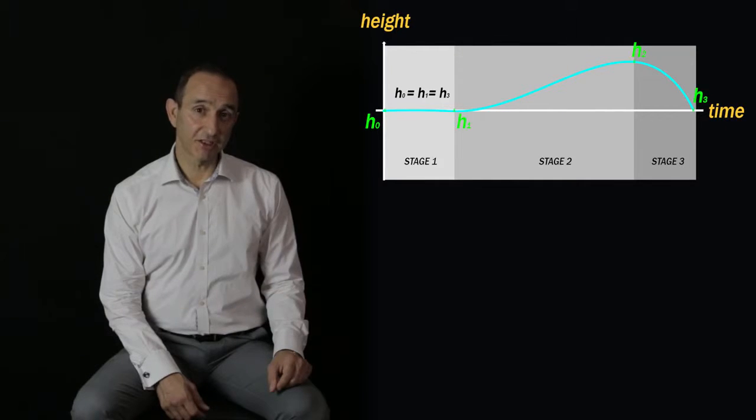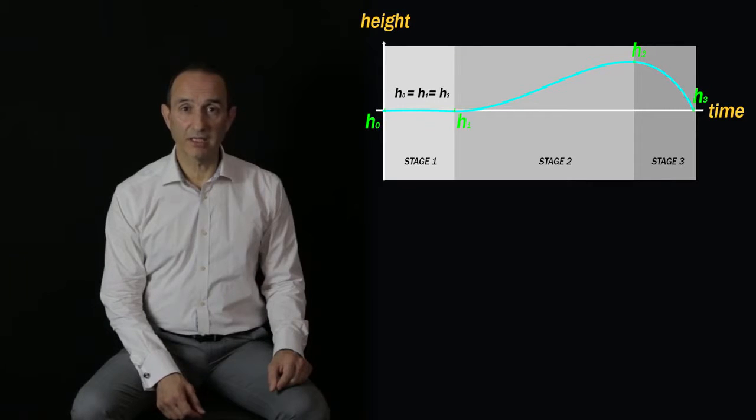Notice that the value of h0 is equal to h1. This is because the body can relax without bending the knees, so the body height will remain the same throughout stage 1. And also notice that the value of h0 is equal to h3, and this is because the final stance will be the same as the initial stance, so the body height will return to the same value it started off with.